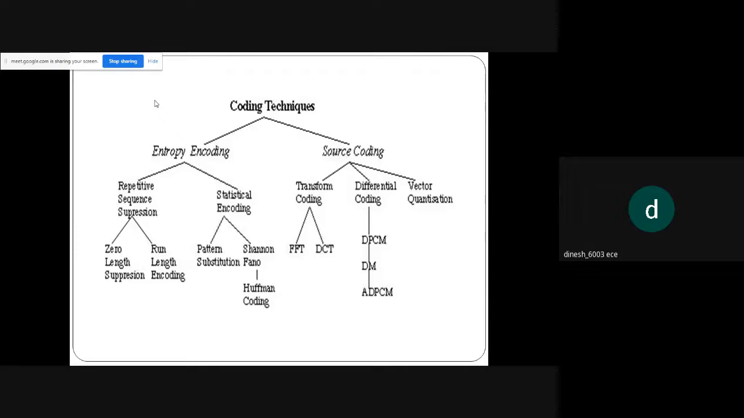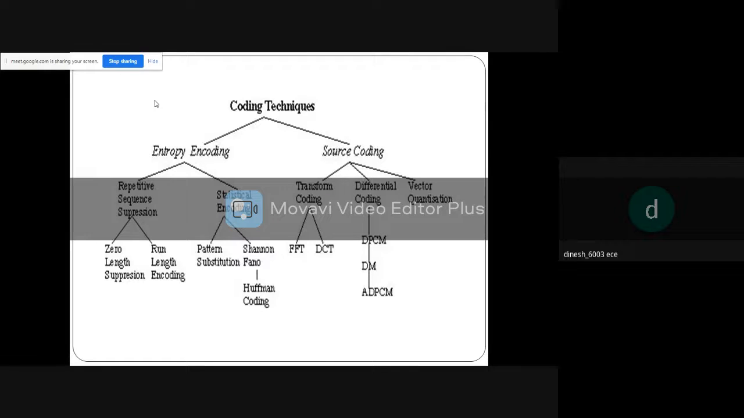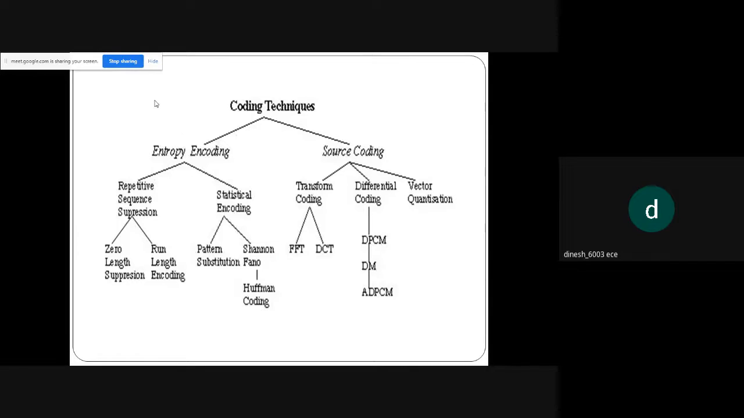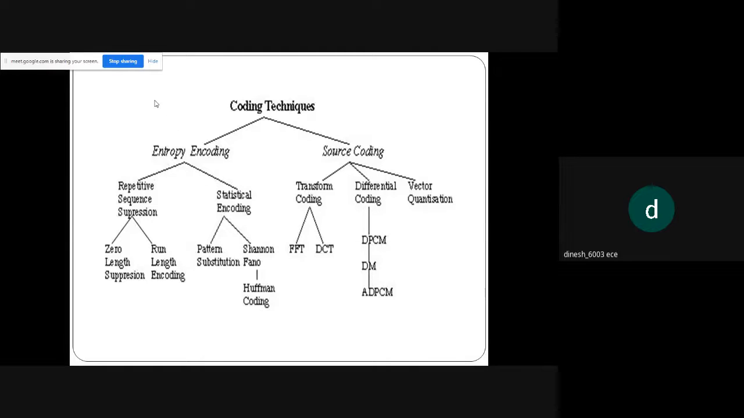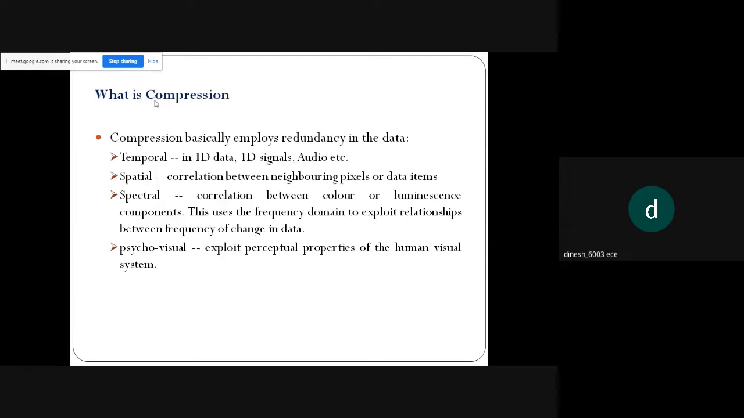The coding techniques used are source coding. We have transform coding, FFT, DCT, as you are familiar, differential coding, DPCM, DM, ADPCM, and vector quantization as the source coding techniques. Whereas in entropy encoding, we use repetitive sequence suppression and statistical encoding. Repetitive sequence suppression is classified into zero length suppression and run length encoding, whereas statistical encoding is divided into pattern substitution and Shannon-Fano coding or Huffman coding. These are the techniques you are all very familiar with. So now the definition of compression.